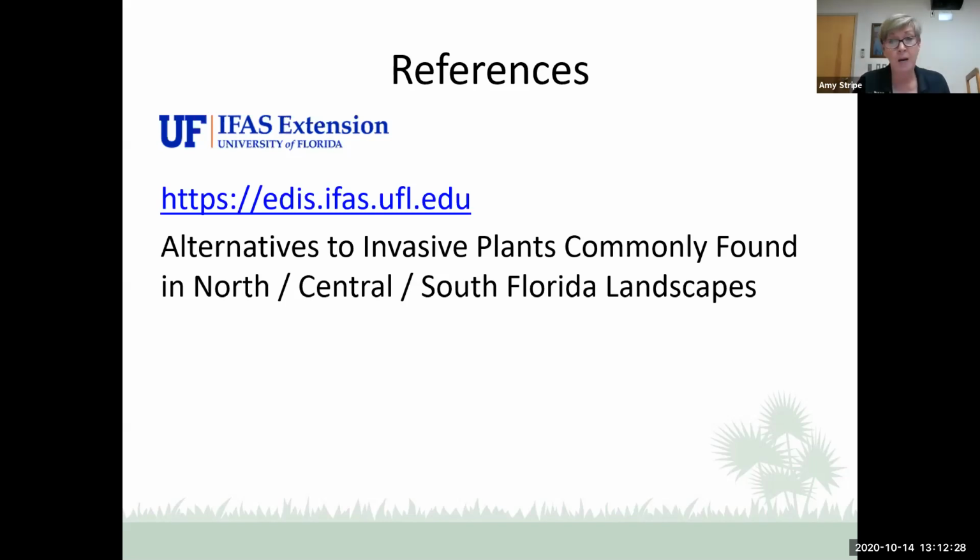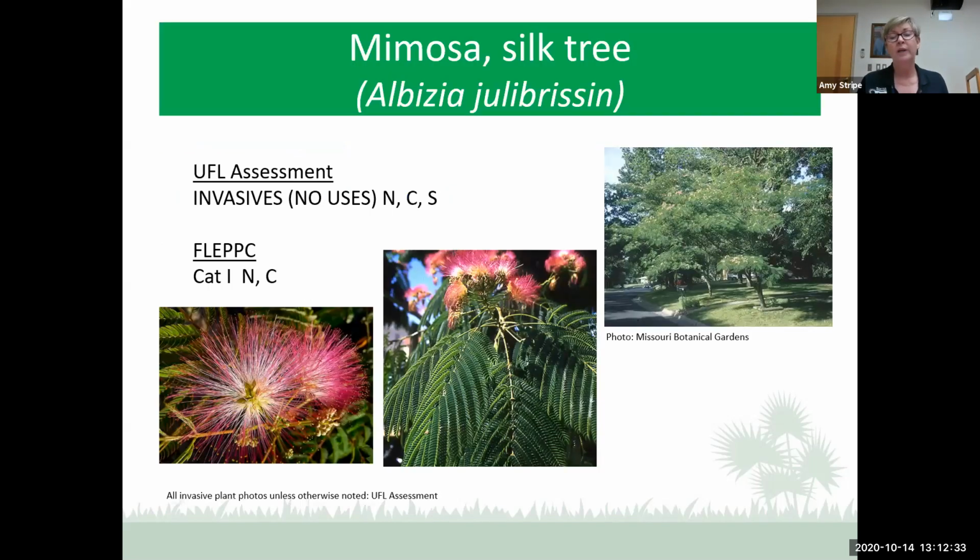So, alphabetical by scientific name, I will start with trees. We discussed the mimosa. It was an example that came up frequently in our last webinar. This is Albizia julibrissin. This is a native of Asia. It is deciduous in North and Central Florida.